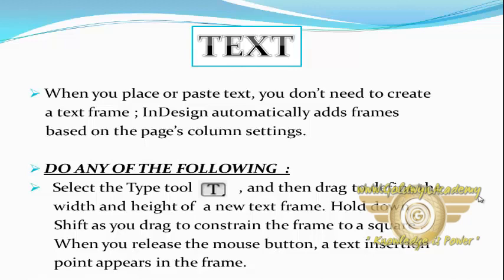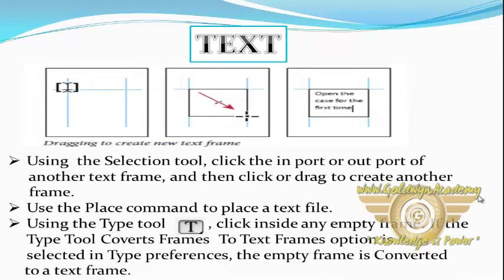Select the type tool and then drag to define the width and height of a new text frame. Hold down Shift as you drag to constrain the frame to a square. When you release the mouse button, a text insertion point appears in the frame. This is an example of dragging to create a new text frame.